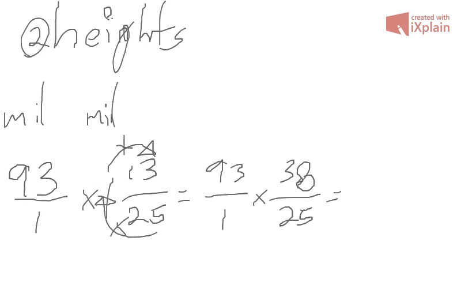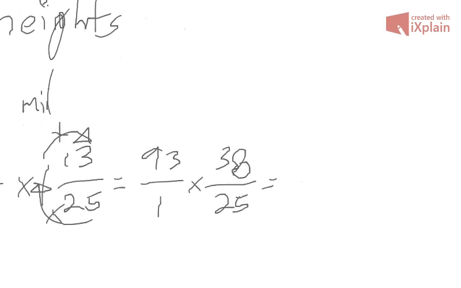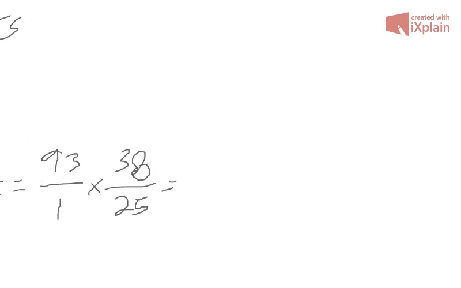All right, next thing we're going to do is multiply straight across. Our 93 times 38 becomes 3,534.